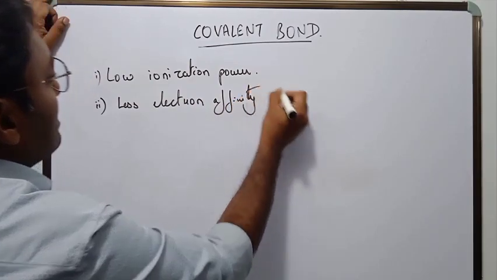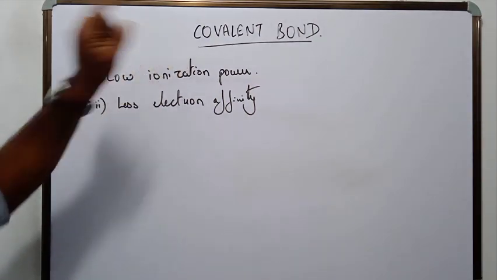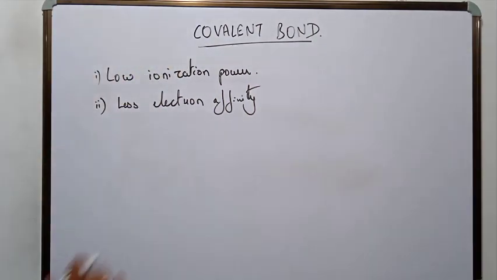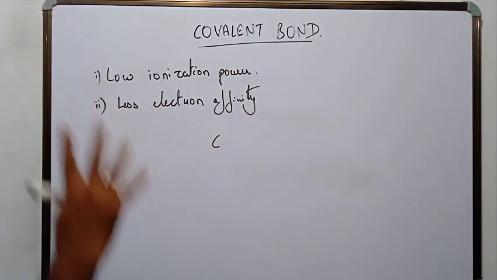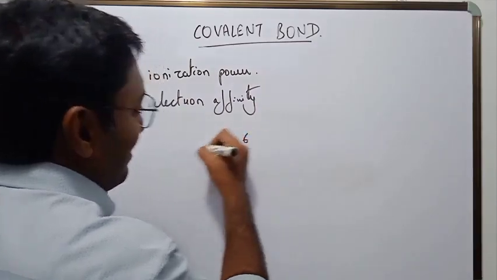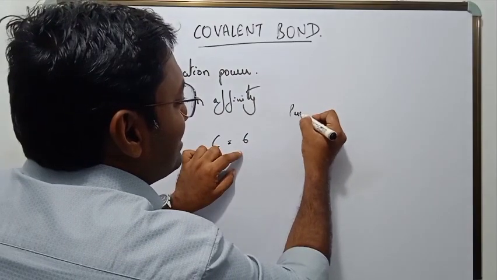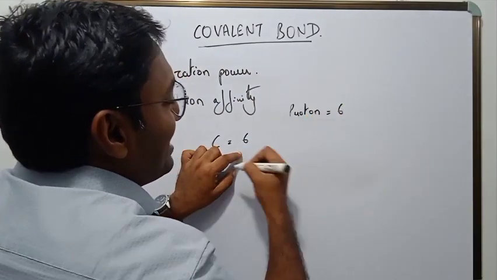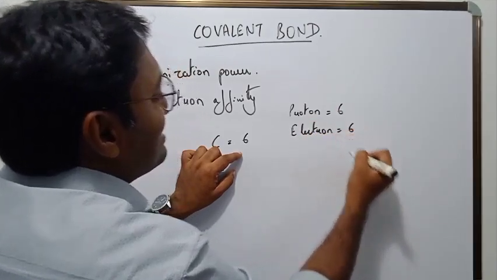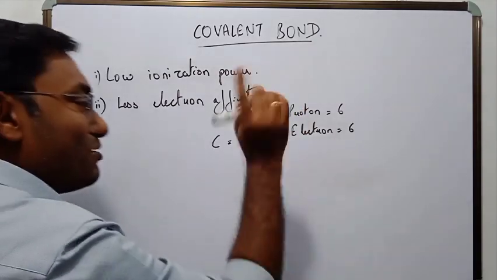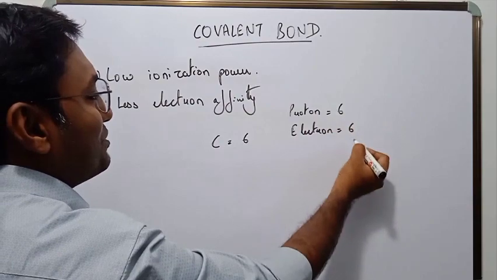Only atoms that have low ionization power and less electron affinity can go for covalent bond. To illustrate this point, let me take the example of carbon. What is the atomic number of carbon? Yes, 6. Correct. What does it mean? How many protons are there? Proton number is 6. What about electrons? 6. Why? Because atomic number is equal to the number of protons is equal to the number of electrons. So the atomic number 6 means that there are 6 protons and 6 electrons.